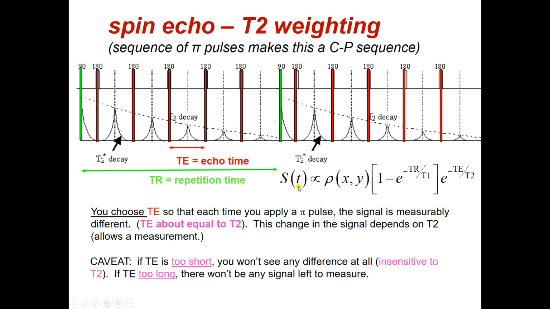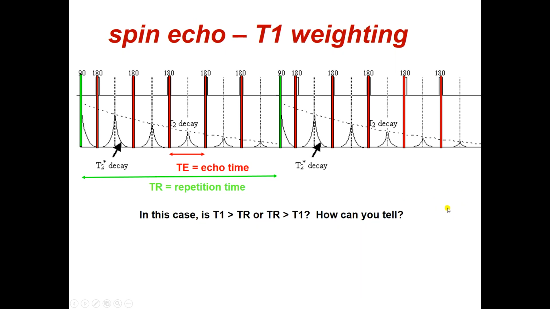This is capital S. It's the signal, the MR signal as a function of time. So it depends on TR, which you choose, T1, which comes from the tissue, TE, which you choose, T2, which comes from the tissue. This is what allows you to make the measurement. All right, you're going to pick TR and you're going to pick TE in such a way that the signal reflects either T1 or T2.